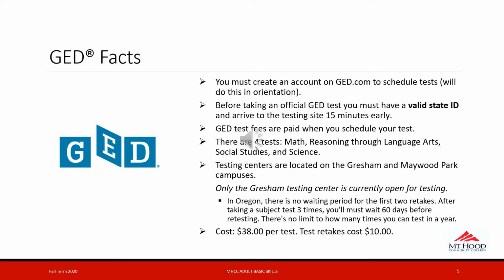2 important things to remember before showing up for your test are that you'll need to bring a valid state ID with you and show up at least 15 minutes early. If you don't have a valid state ID or if you arrive late, the testing center can unfortunately turn you away and you would need to reschedule and pay for your test again.